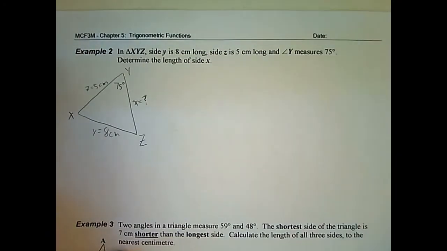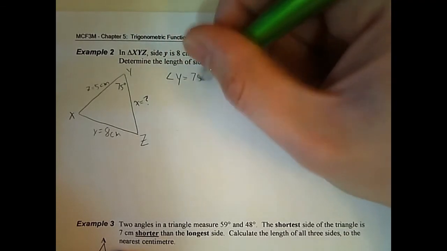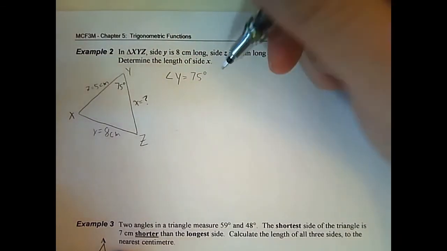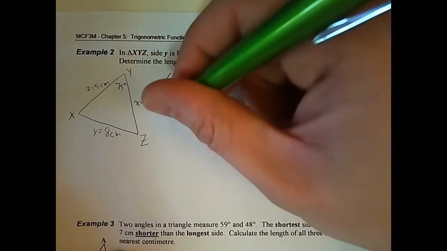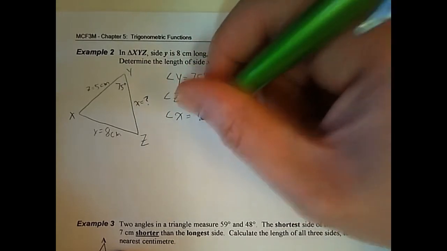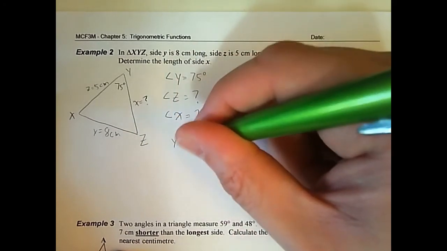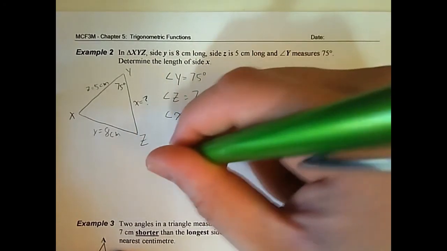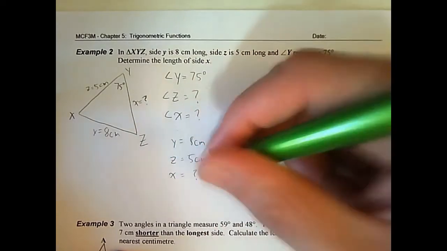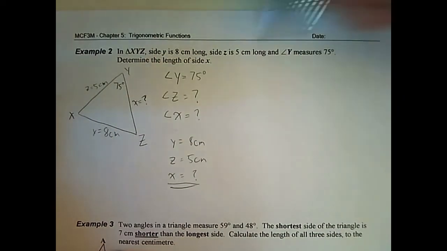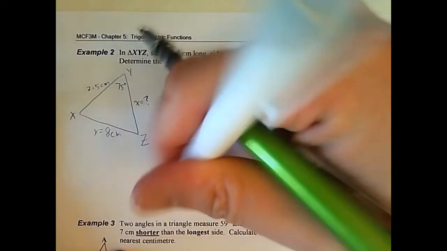So diagram's done. So let's write down what we know from the question. Well, I know angle Y is 75 degrees. I know angle Z right now is something I don't know. And I know angle X is also something I don't know. How about side Y is 8 centimeters and side Z is 5 centimeters. And side X we don't know, but this is the one I want to find, because that's what the question asks me, the length of side X. So I've got to find the length of X.